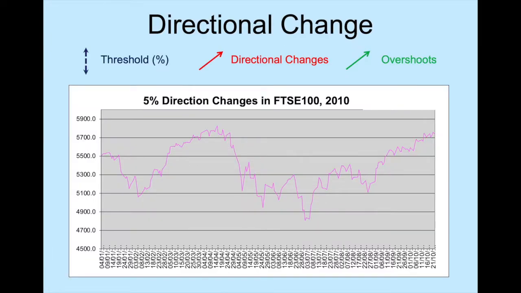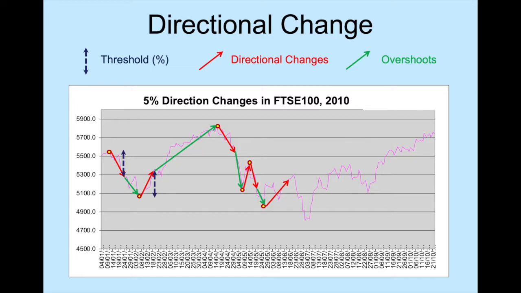A directional change event is a price change in the opposite direction of the current trend by a specific threshold. Different observers may use different thresholds. In this slide, a red arrow represents a directional change of 5%. Here is the first directional change, as price has dropped by 5% from the peak. Here is the second directional change, as price has risen by 5% from the trough.